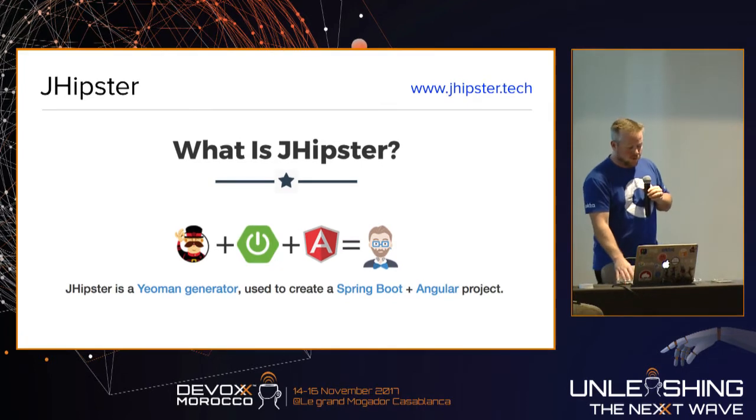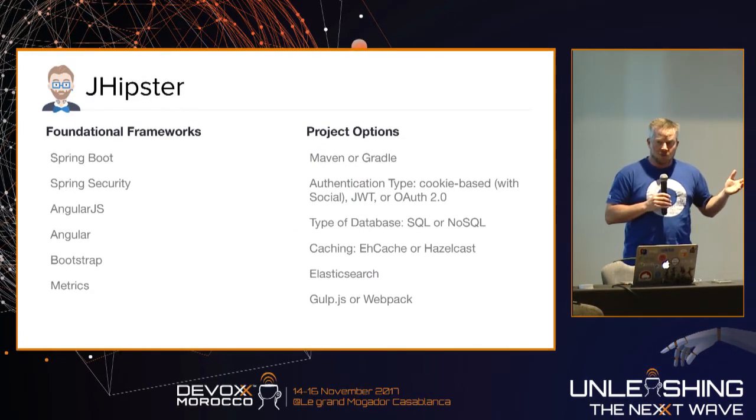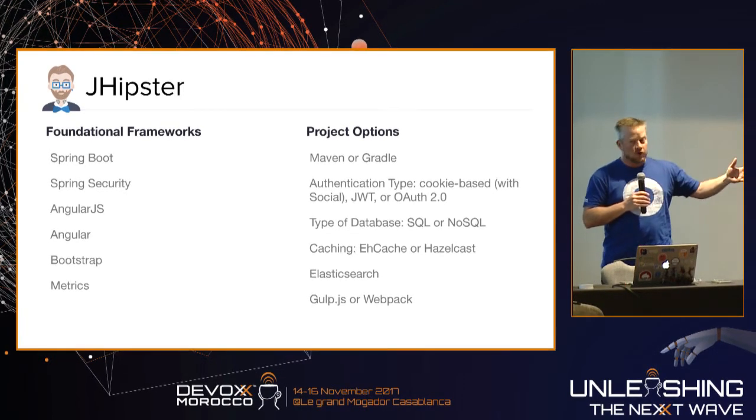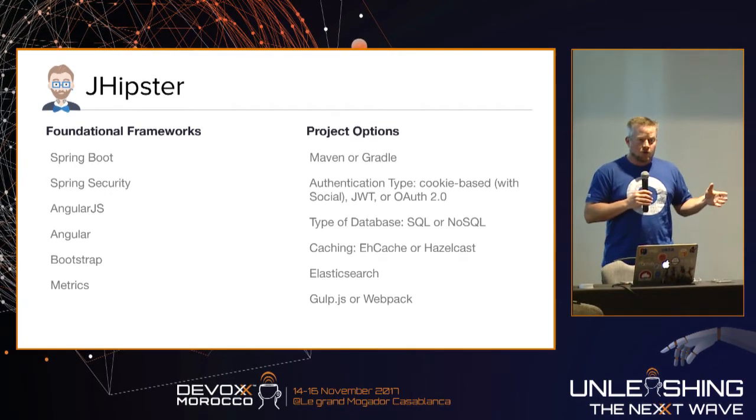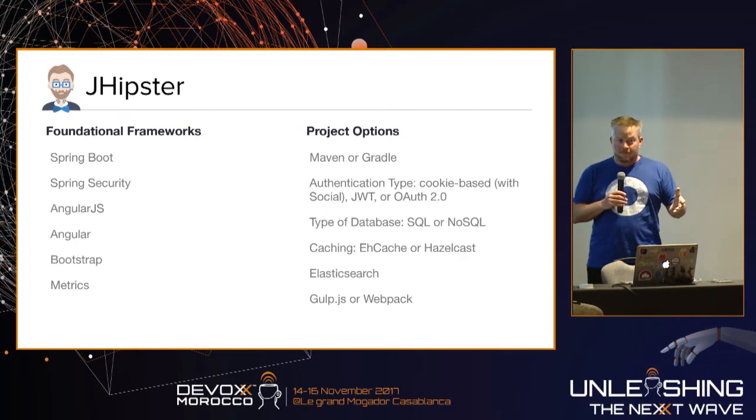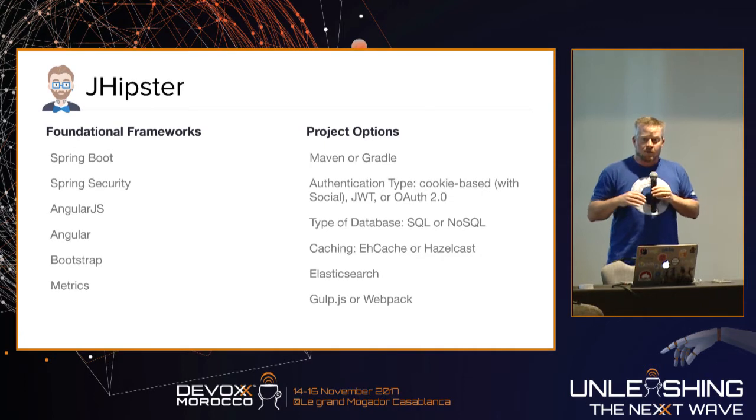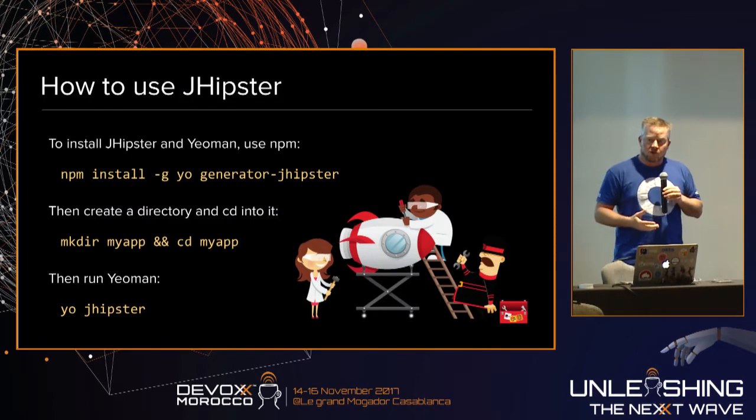So you can choose between things like Maven or Gradle. You can choose between JWT authentication or OAuth 2. You can choose SQL or NoSQL. You can choose EHCache or Hazelcast. You can add Elasticsearch if you want, and you can choose between AngularJS and Angular. And we'll work on React support as well. The cool thing about that is basically you save 2 to 3 weeks of setting up your project's infrastructure because this generates your project for you.